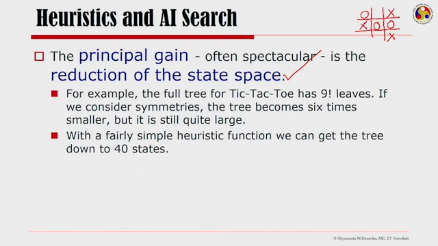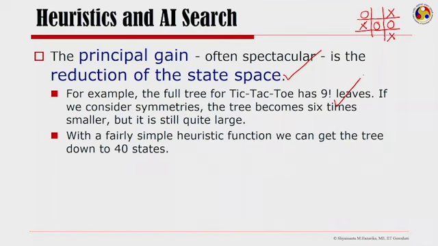If you look at this small interesting game of tic-tac-toe, it has 9 factorial leaves. If we consider symmetries, the tree becomes 6 times smaller, but it's still quite a large number. But if you use a simple heuristic function, which we will be talking of during our informed search techniques, we get the tree down to just 40 states. So just looking at 40 states, I can decide who is going to win or who is going to lose in this game of tic-tac-toe. And that's why heuristics are so important.